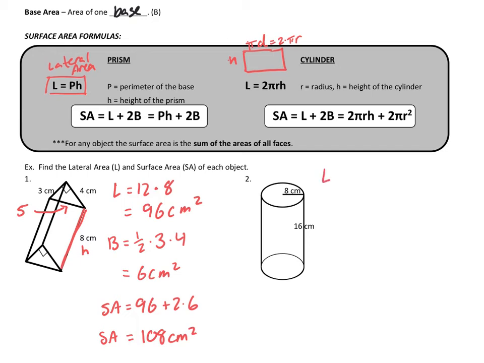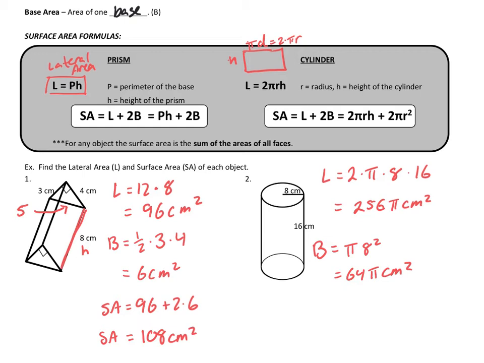First off, the lateral area here is 2 times pi times the radius, which in this case is 8, times the height, which is 16. We just want to leave this in terms of pi. So this is 256 pi centimeters squared for our lateral area. Now we need to find our base area because we need that to find our surface area. Our base area is just the area of one of these circular bases, so that's pi times our radius 8 squared, or 64 pi centimeters squared.